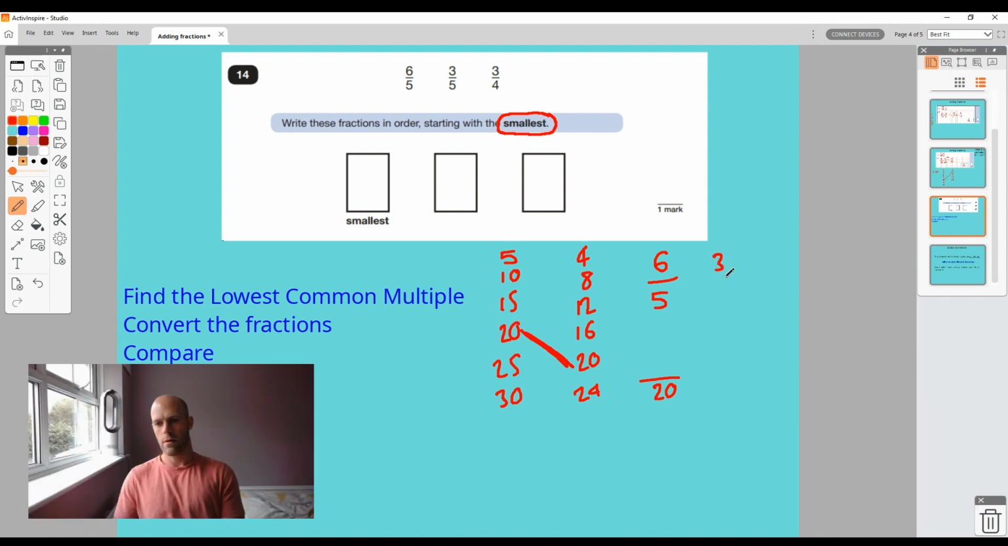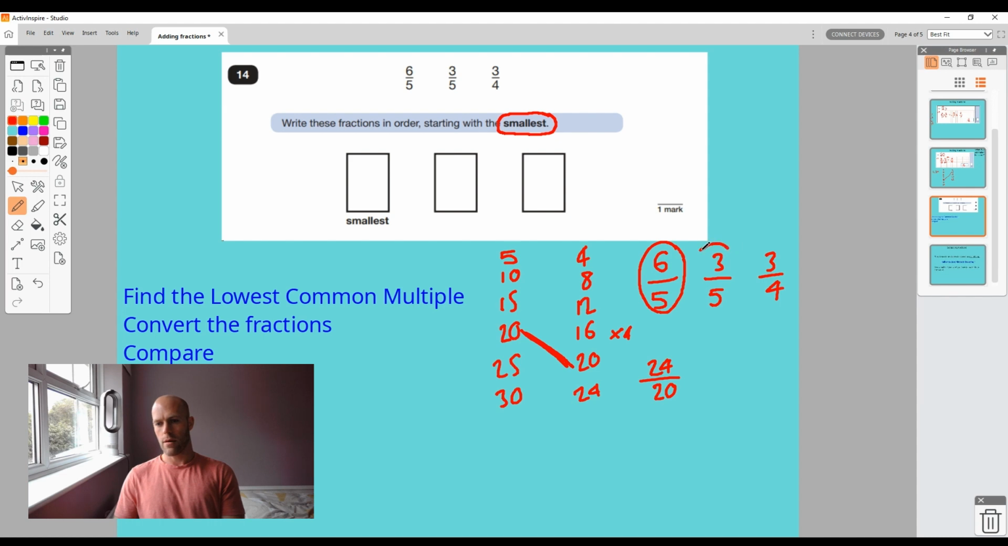6/5, 3/5, 3/4. Okay, so same method every time. Writing a ring around it to remind myself to multiply the numerator and the denominator. What do I need to do to 5 to make it 20? I need to multiply by 4, so I'm going to do the same to the top. 6 times 4, 24 20ths, an improper fraction because the numerator is larger than the denominator.